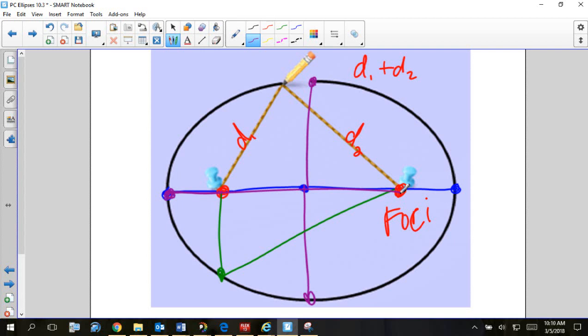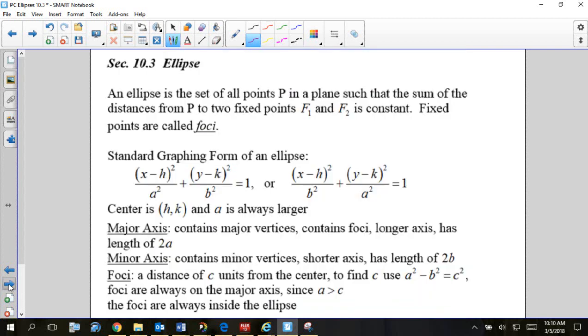But the D1 and D2 we're not going to do much with. That would just be higher level stuff that you do. We're going to find the foci and we're going to graph it. Okay? So all this is information about how to do it.